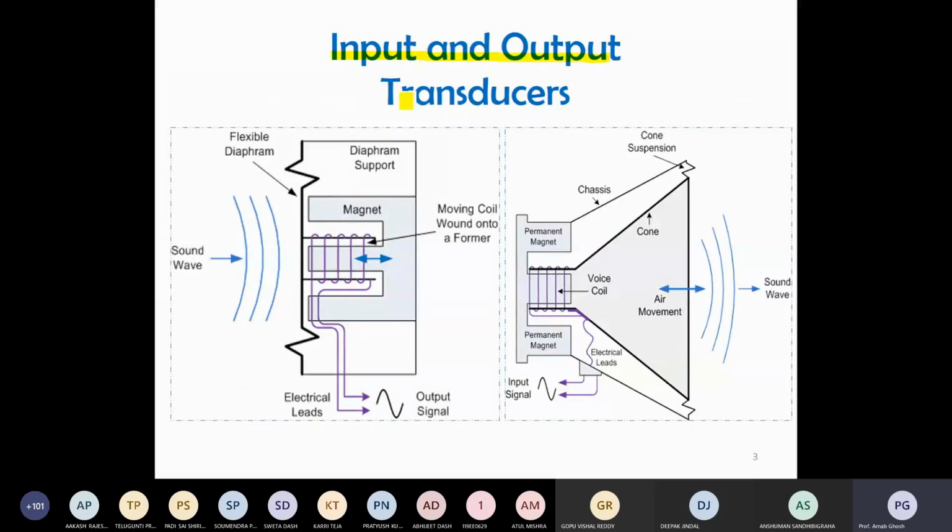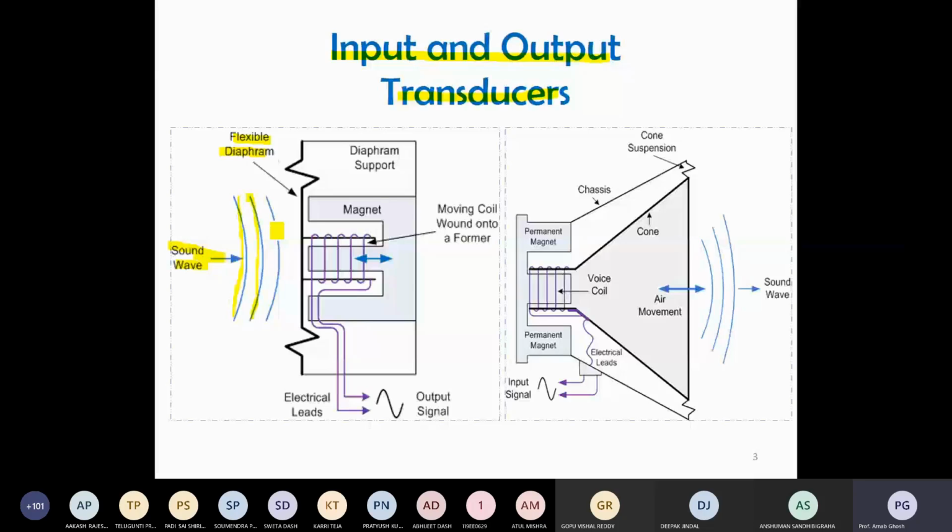You are providing the sound wave. Due to the sound wave, the flexible diaphragm is there. Magnets are there, and the diaphragm has support. Due to the diaphragm movement there are vibrations, and due to the vibrations you can see the movement of the conductors.